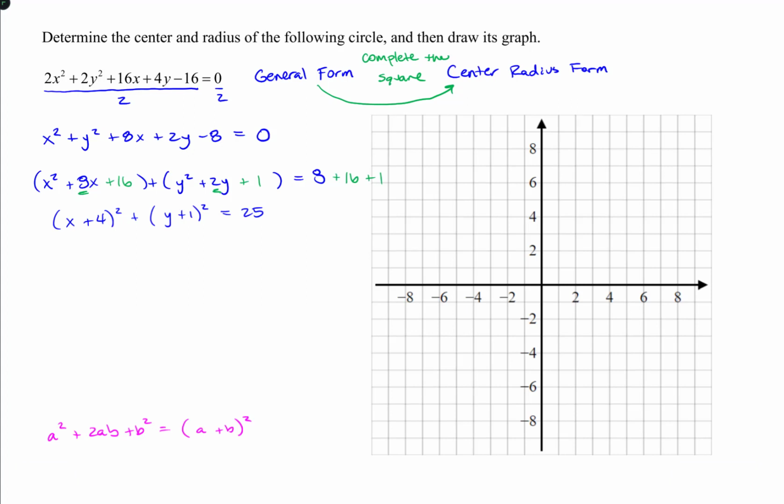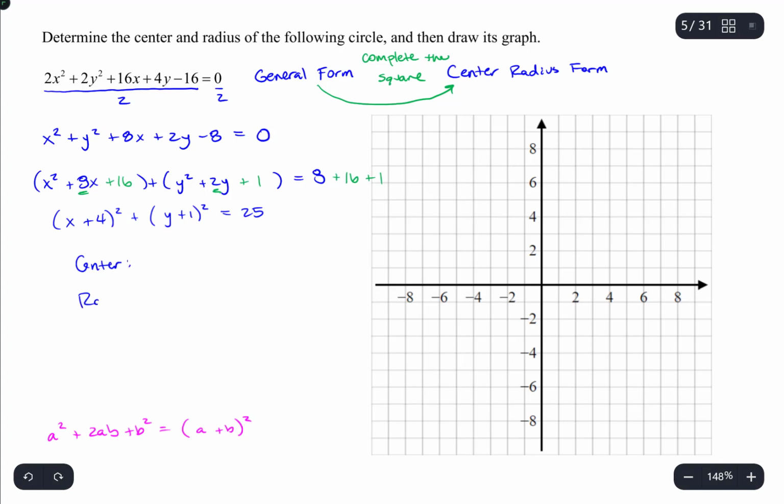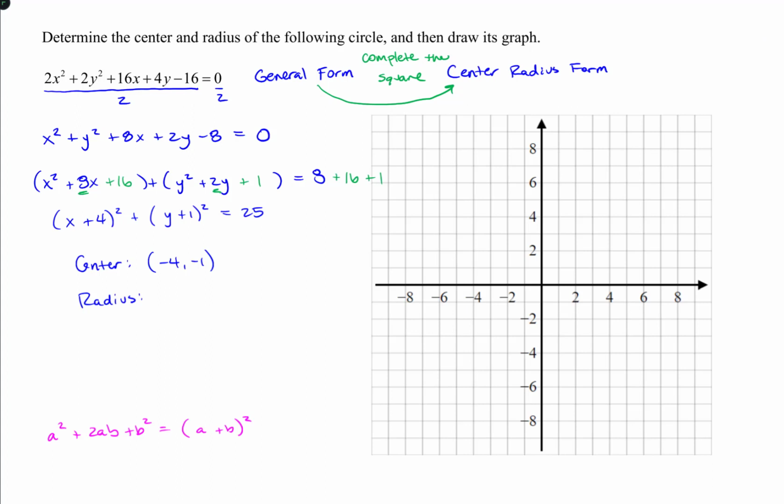And because it's in center radius form, we can identify what the center and the radius are very readily. So the center is going to be at -4, -1, because remember, take the opposite of the values within the parentheses. And the 25, that square root is 5, so that becomes my radius.